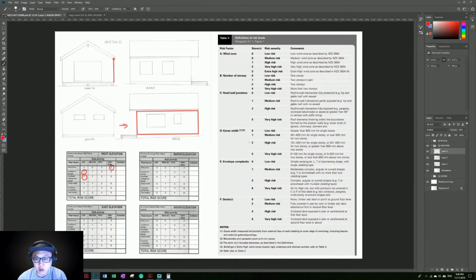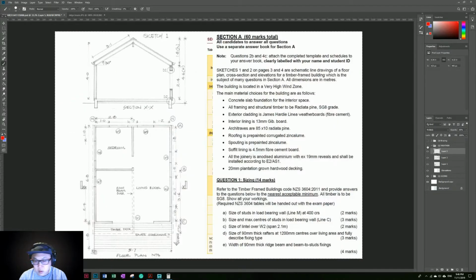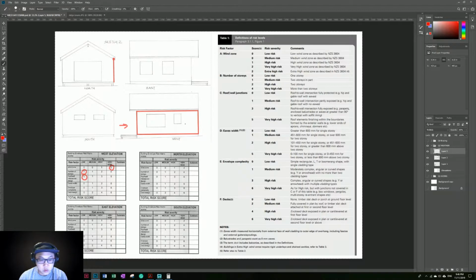And then eaves width. So if we look back into our previous drawing, I think they were writing it somewhere. So it's like 130 eaves width. Make sure that you go back to the previous drawing where they have all the dimensions. So it's 130. And if you look at here, it's in here. So it's a high risk, between 101 and 450. So put as high risk.